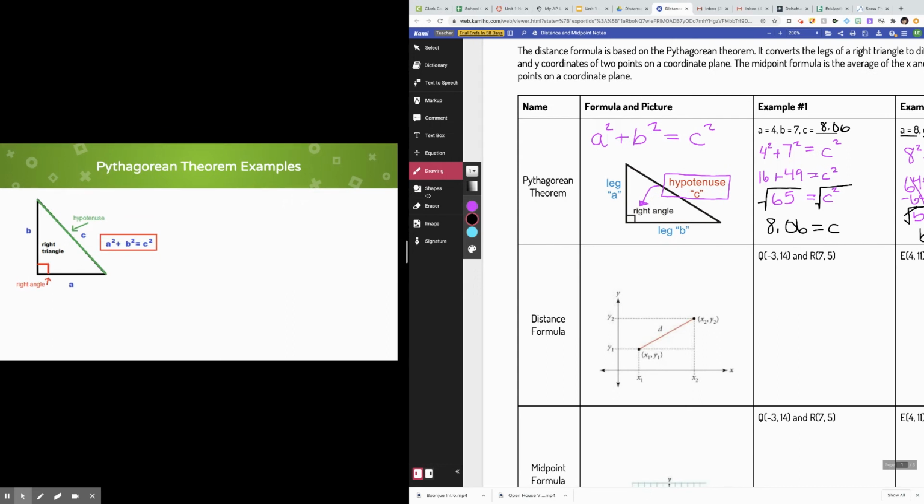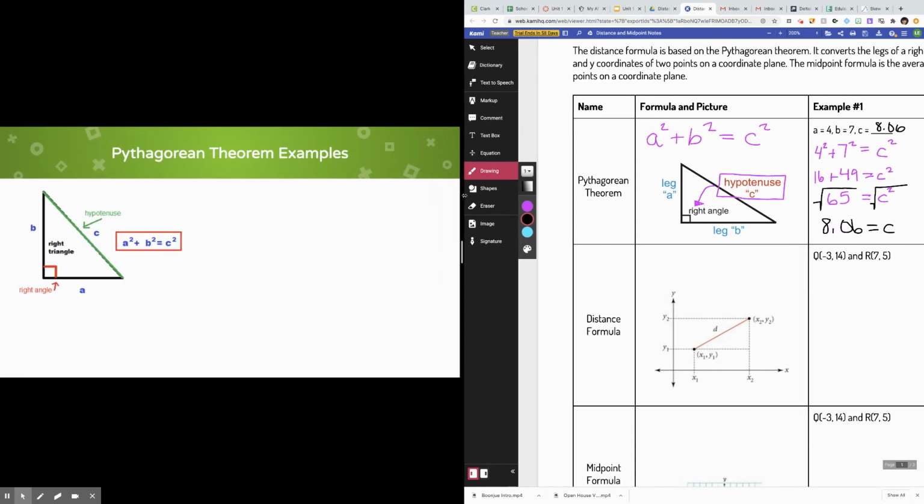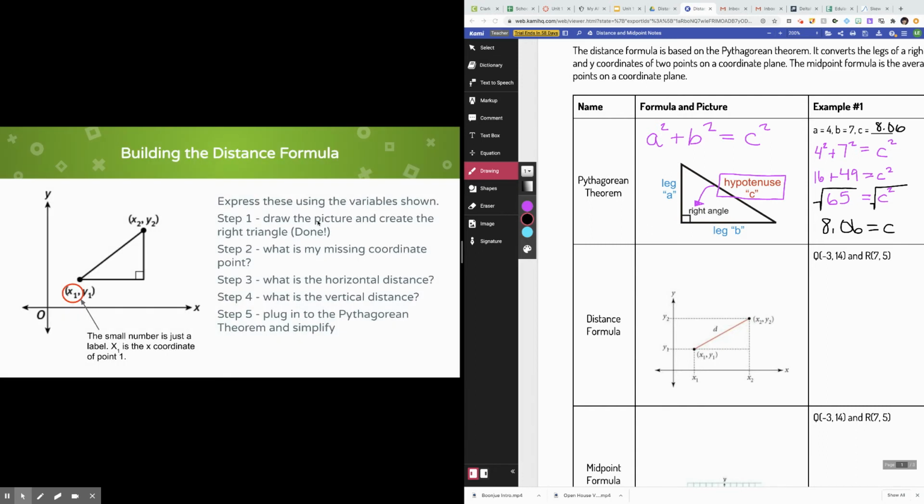Okay, so next, let's connect this idea to the distance formula. Let's build the distance formula.